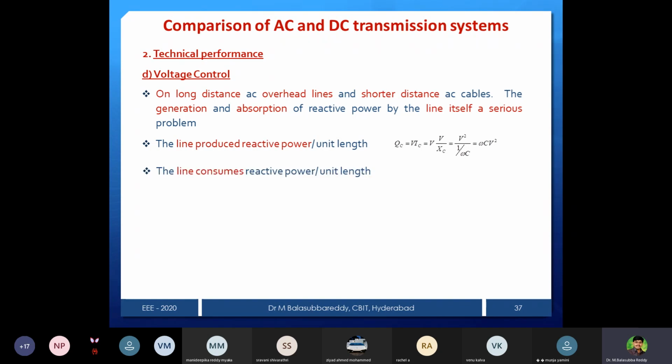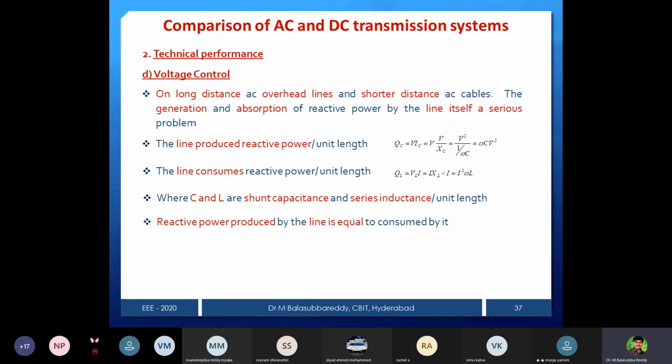Similarly, the line consumes reactive power. First one is the produced reactive power, next one is the consumed reactive power, which is I square omega L. Then let us consider what L and C are: shunt capacitance and series inductance per unit length. Reactive power produced by the line is equal to the consumption. Let us consider QC is equal to QL. Then what will happen? V by I is equal to root of L by C, that is nothing but Zn.